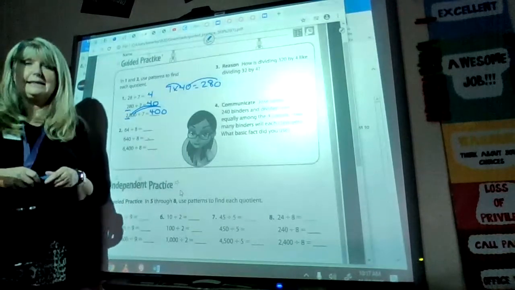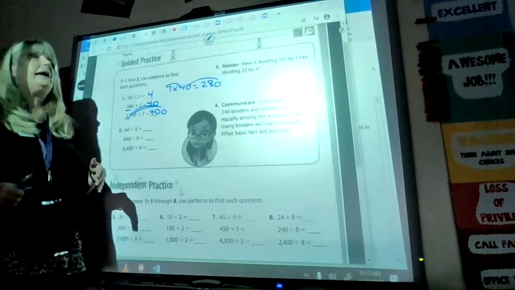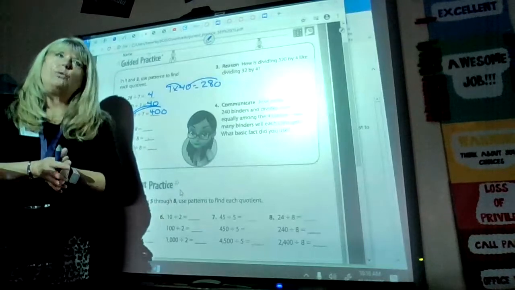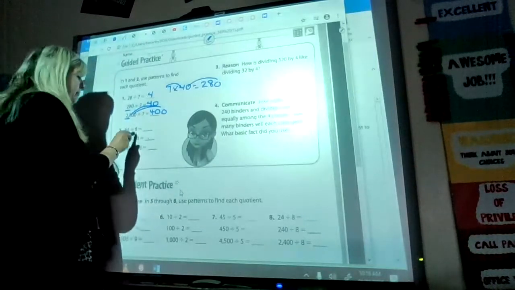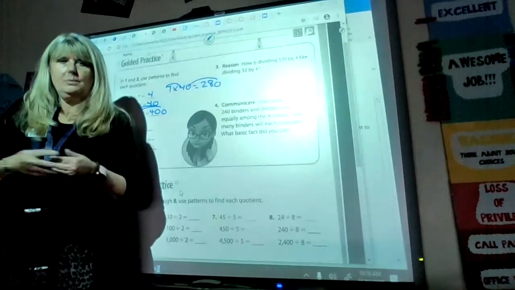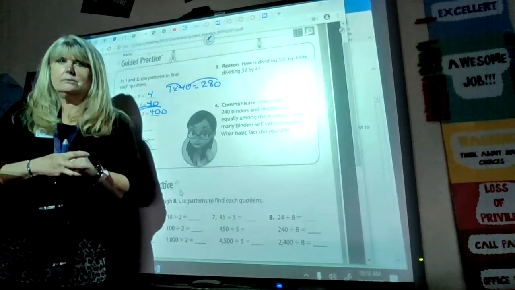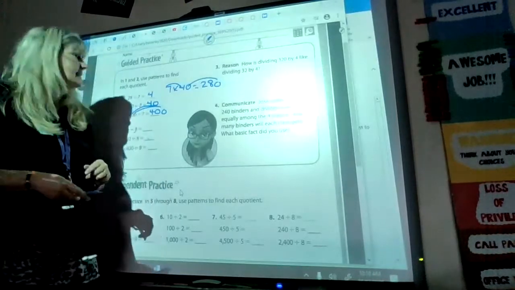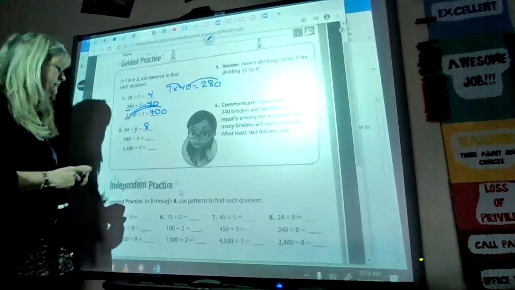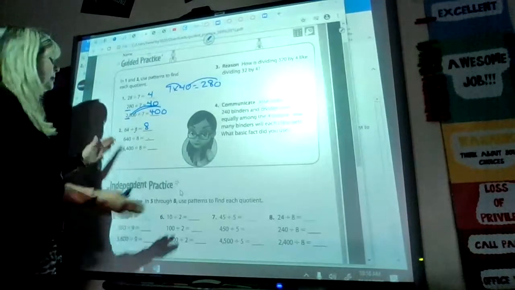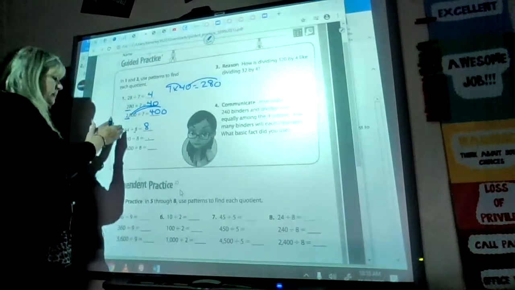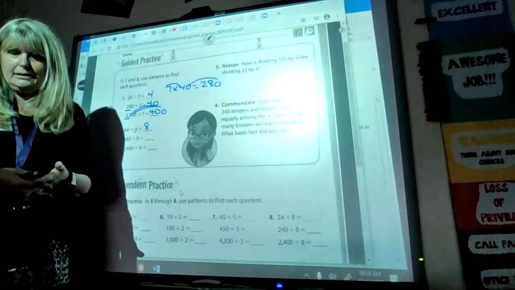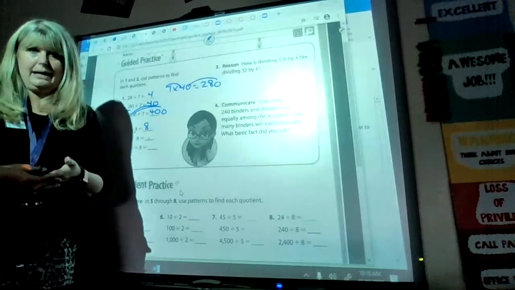So when we looked at this, we said, okay, 64 divided by 8. What times 8, because 8 is going to be one of my factors, what times 8 will give me 64? Who knows that? Okay, you're right. It's 8. So here's my 8 right here. Now, I'm going to move it one more place over on the place value chart from the tens place to the hundreds place. Now, 640 divided by 8.